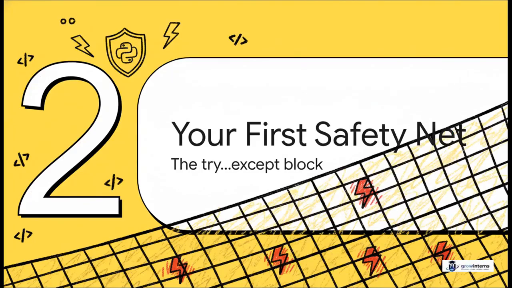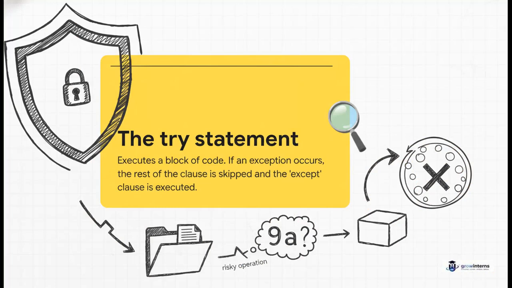Okay, so now that we know we're hunting for those runtime errors, those exceptions, let's bring out the big guns. This is going to be your number one tool for the job, the try except block. So what is it? Think of the try block as a safety zone. It's a place where you can put code that you know is a little bit risky. Maybe you're asking a user for input or trying to open a file. It lets you attempt that operation without the fear of the whole program blowing up if something goes sideways.